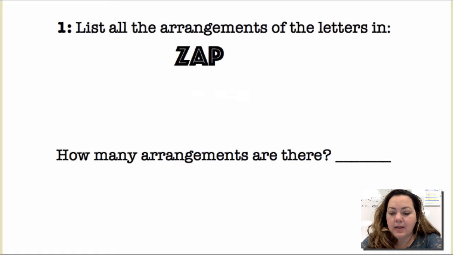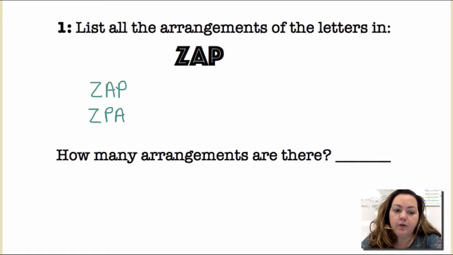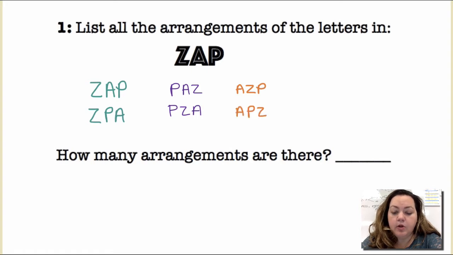So we have Z, A, and P, and we can arrange it Z, A, P. We could keep the Z first and switch the A and the P, so it'd be Z, P, A. I could put the P first, that would give me PAZ and PZA. Or I could put the A first, that'd give me AZP and APZ. All right, those are all the different permutations, all the ways we could rearrange the letters, which is 6.